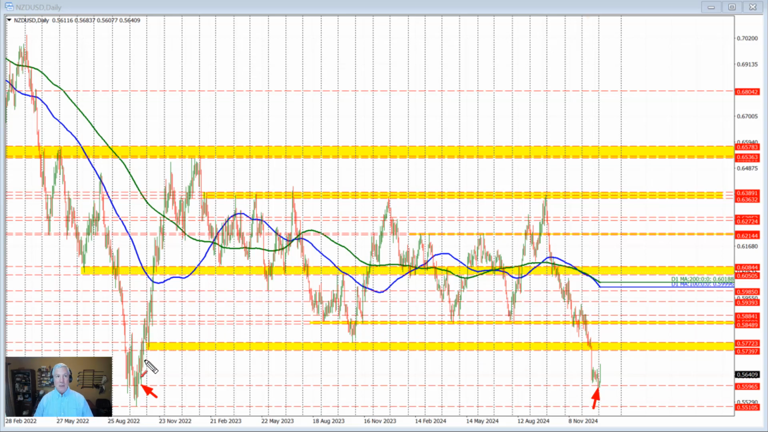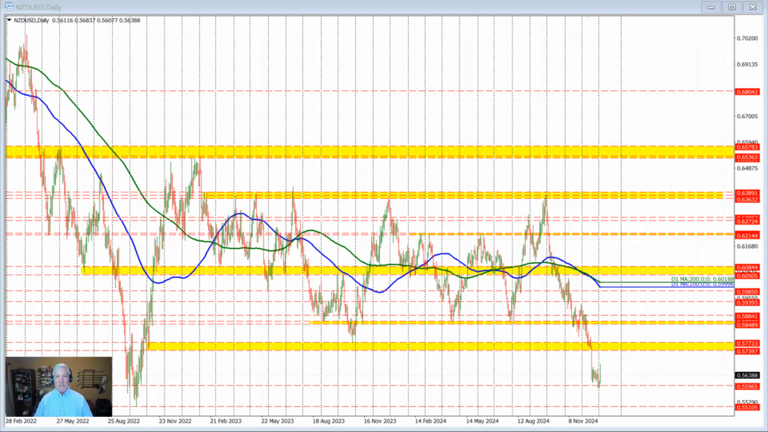On the top side, unlike the Aussie versus US dollar, which was able to get above a key swing area, this swing area up here between 0.5739 and 0.5772 remains intact. The price will need to get above that level in order to increase the bullish bias going forward in the New Zealand versus US dollar.